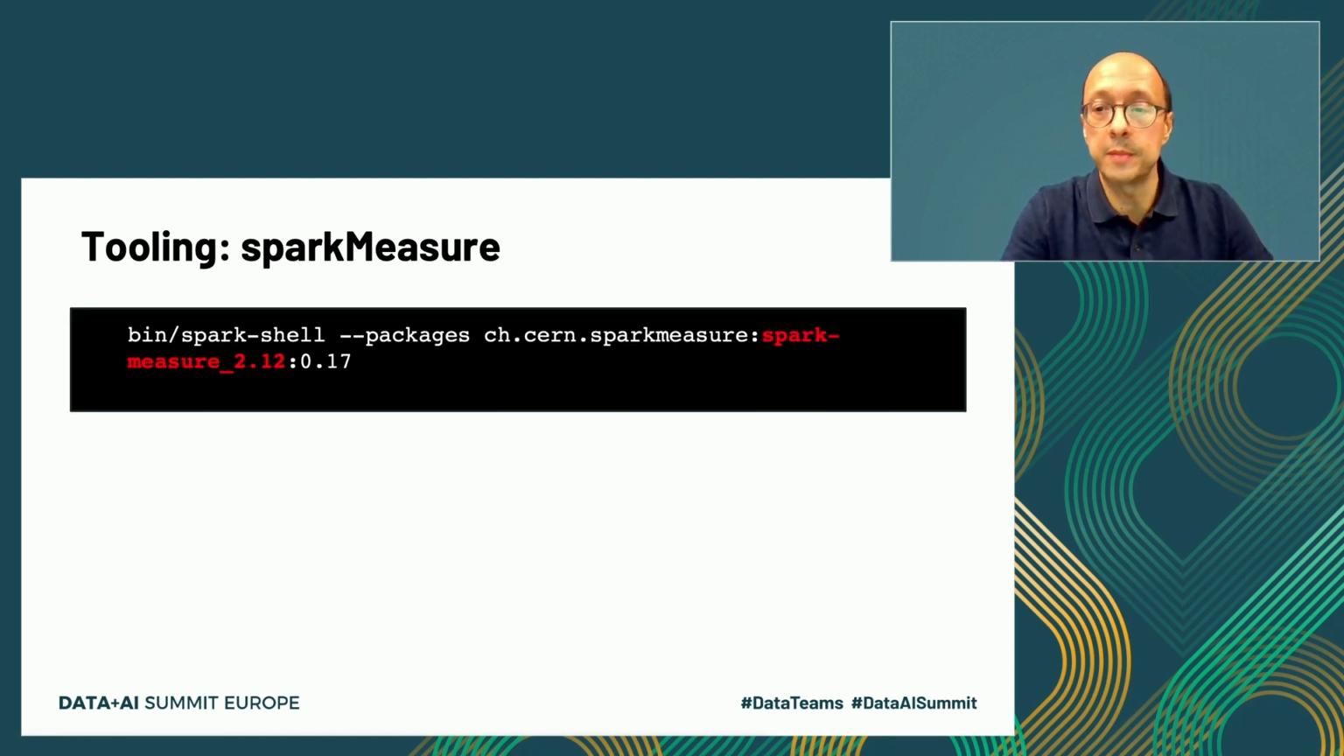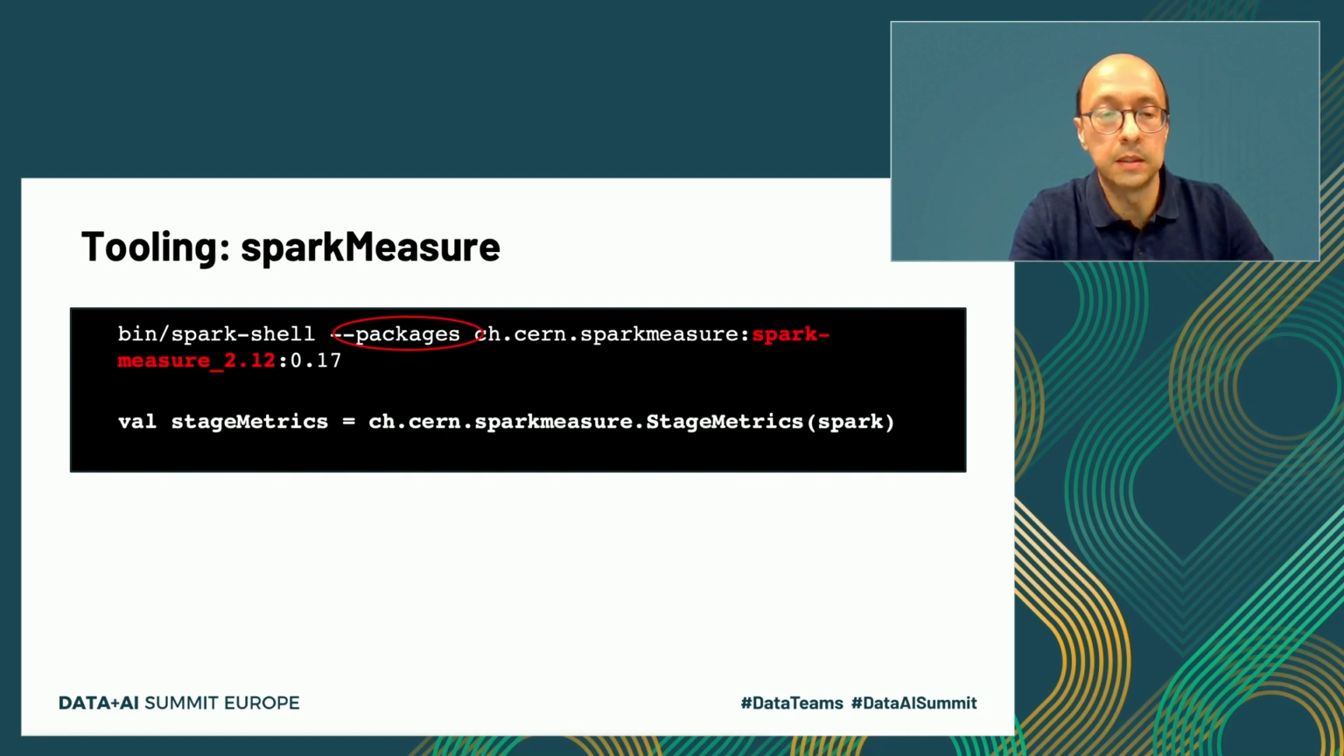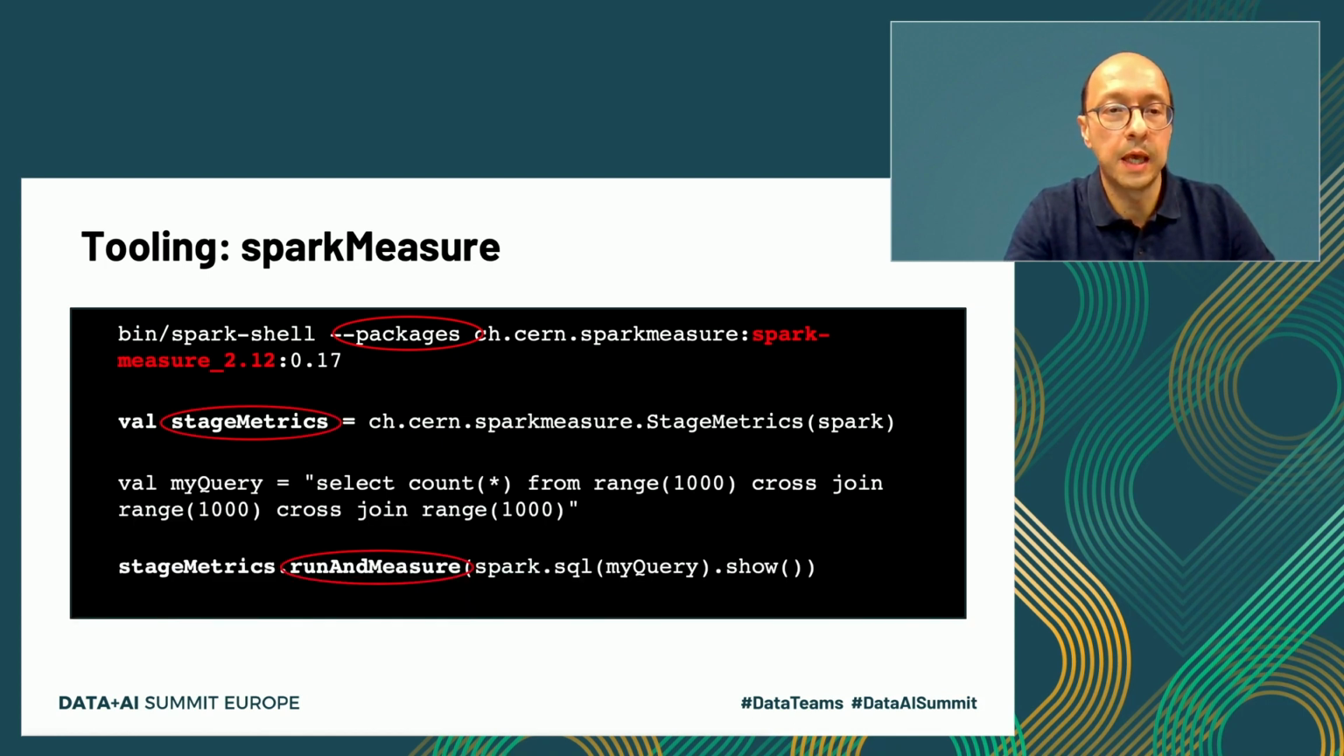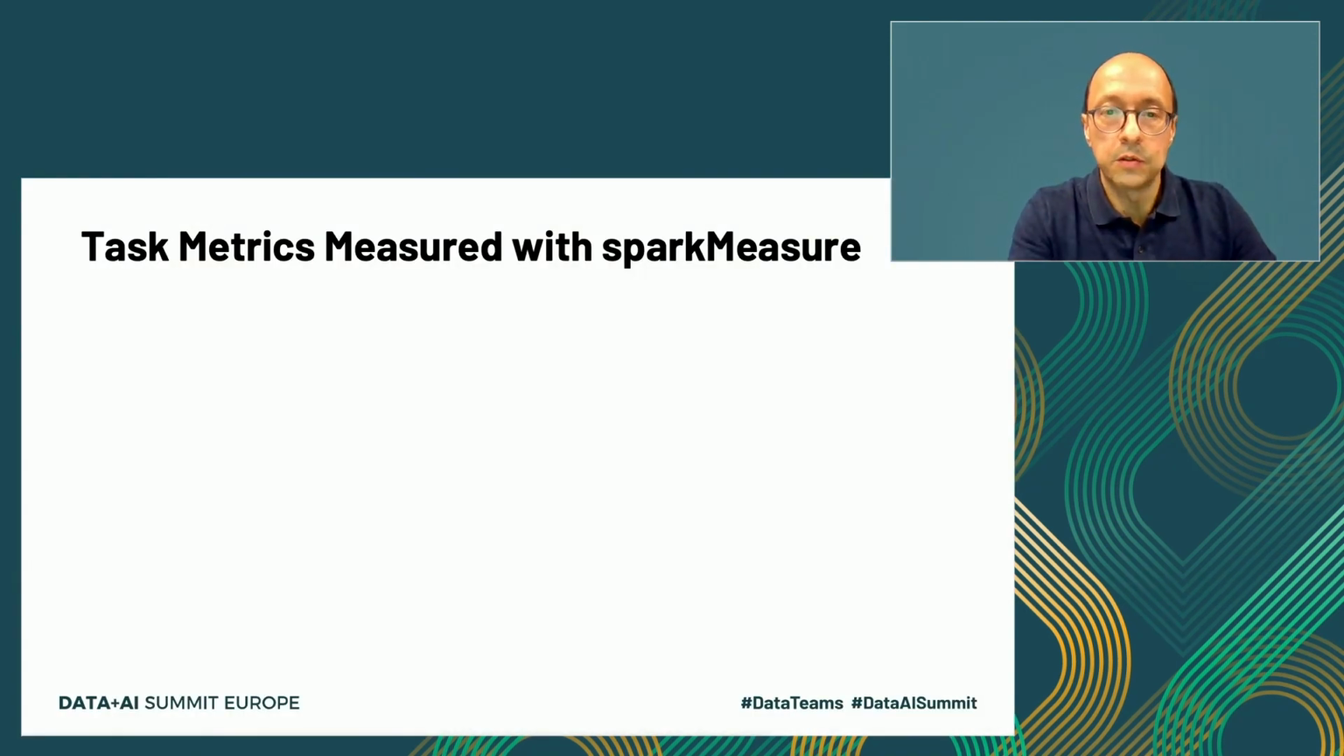sparkMeasure is on Maven Central, so you can just use it with --packages as shown here. And then after the initialization, you will just start, for example, the stage metrics, which is an aggregation of the stages that sparkMeasure will do for you. And then any workload that you want can be instrumented with a simple API call as shown in the slide. So sparkMeasure will display the metrics aggregated per stage.